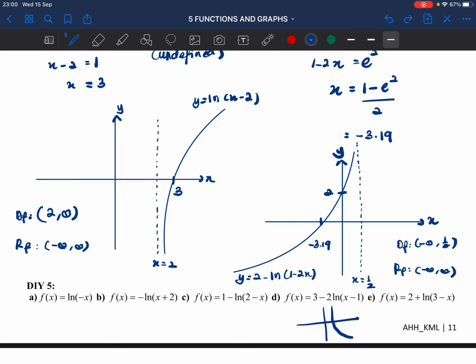Okay, so it is very important for you to know your basic shape. Sebab kalau kita tak tahu basic shape, kita tak akan boleh lah lukis kita punya graph. Okay, alright, that is all.